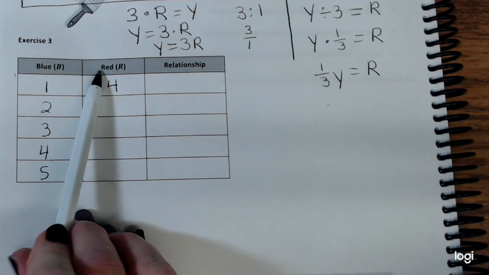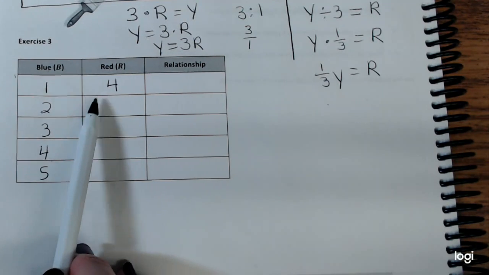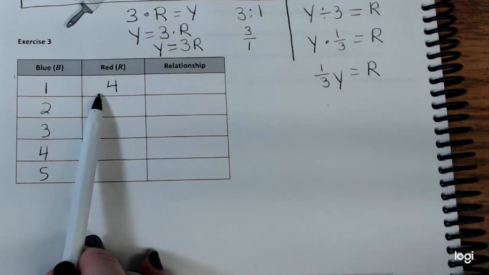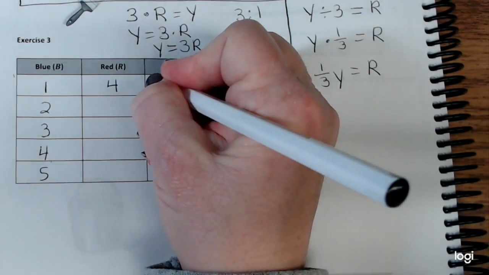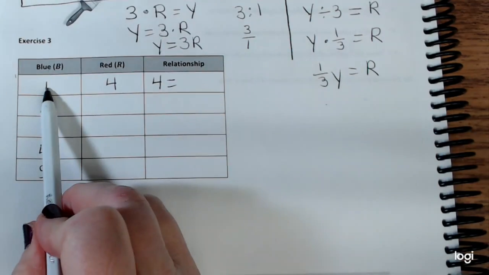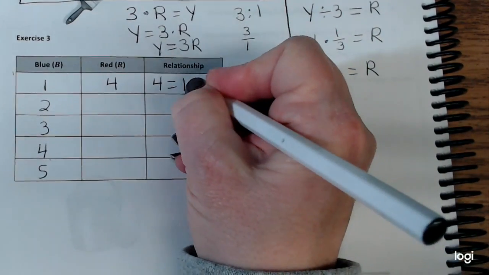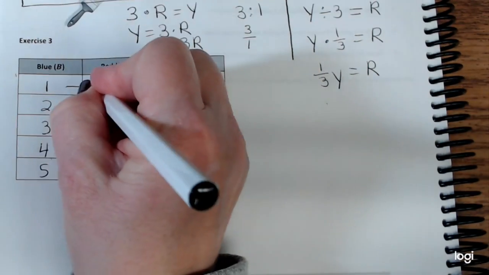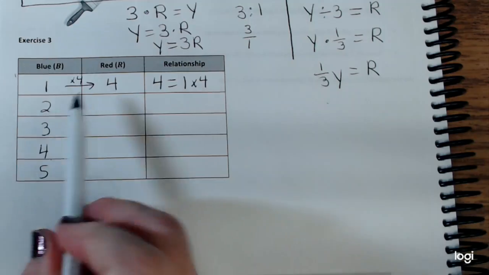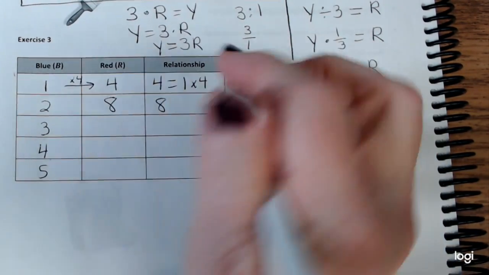The ratio that I gave to you is for every 1 gallon of blue paint, we need 4 gallons of red paint. So the relationship you should put here is that the red paint is going to be equal to my blue paint, which is 1, times 4, because we're multiplying times 4 here. So if I know I'm multiplying times 4, most of you know that 2 times 4 is 8. So I had 8 gallons of red paint.